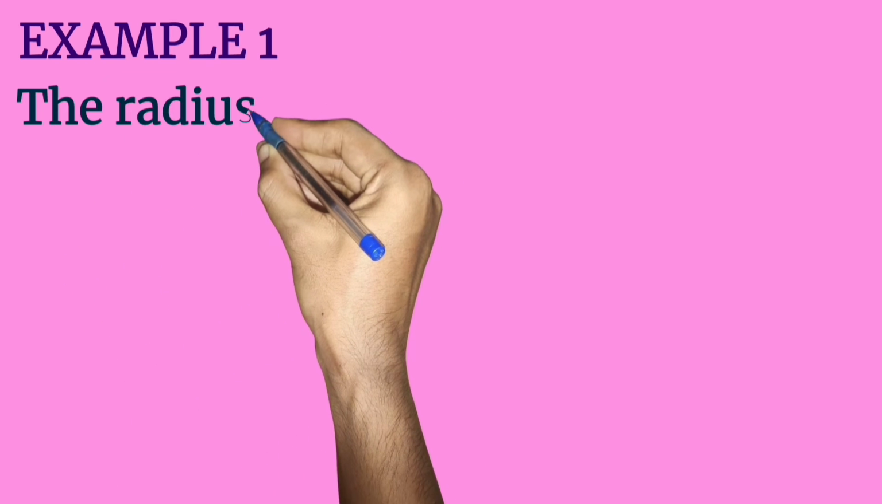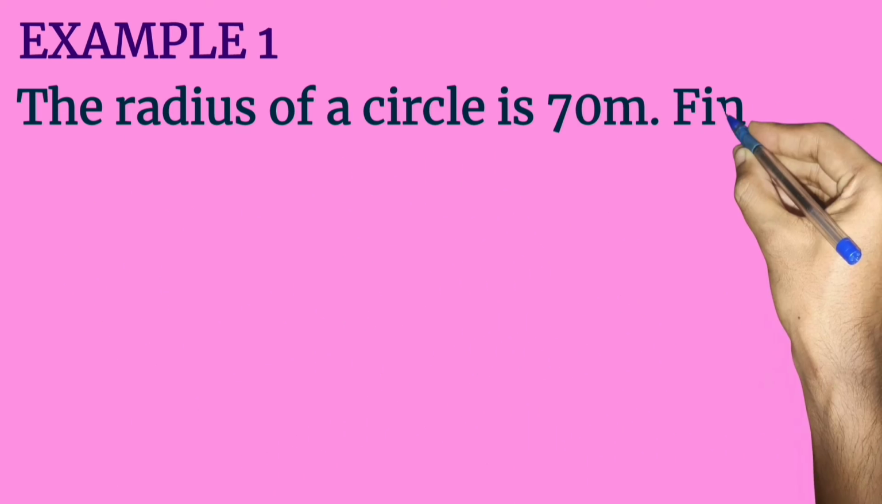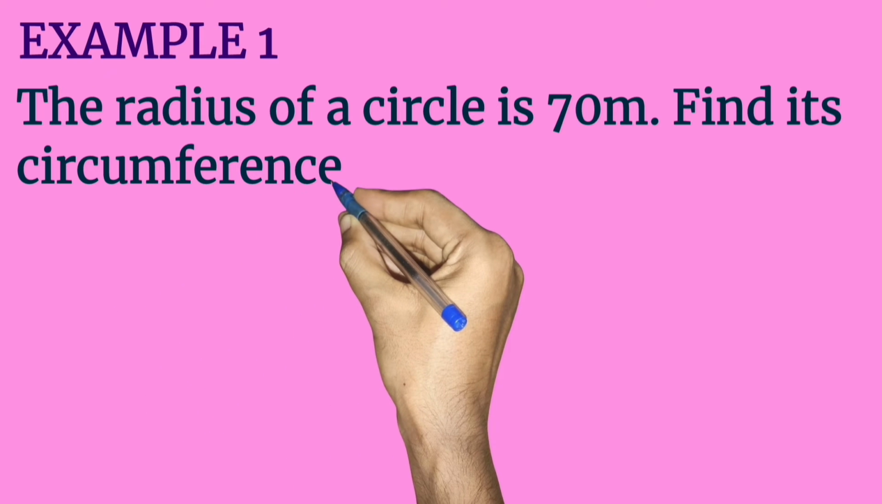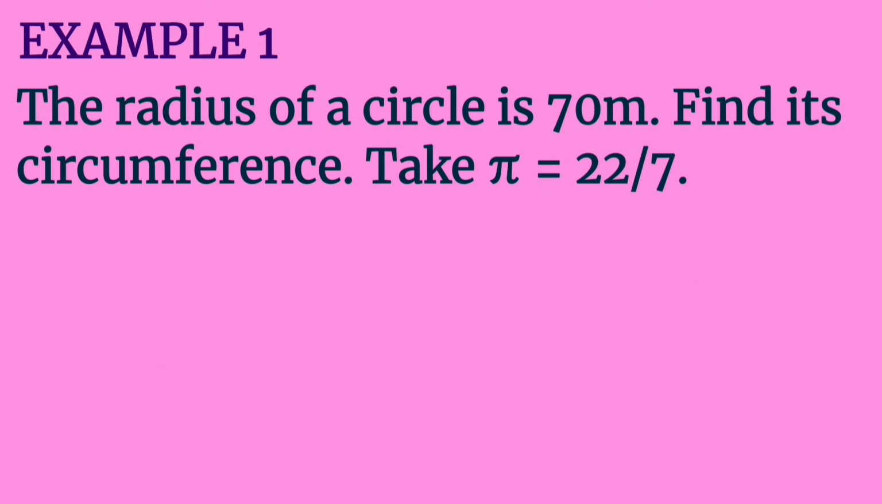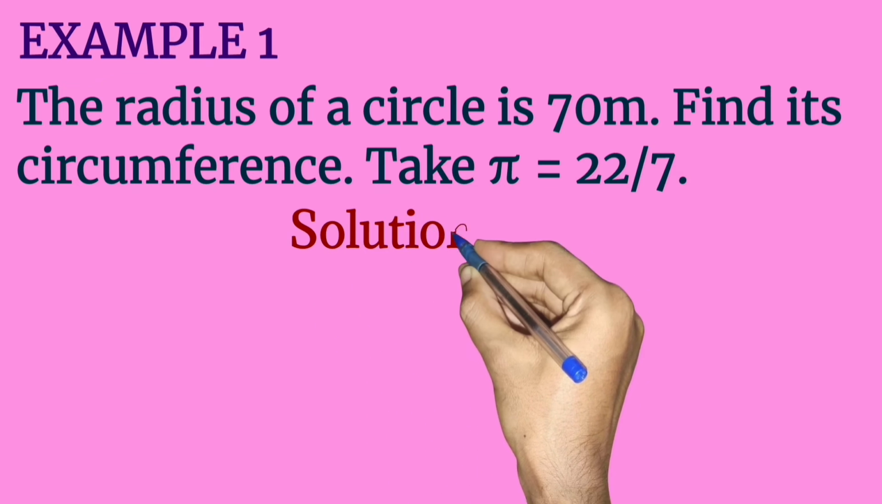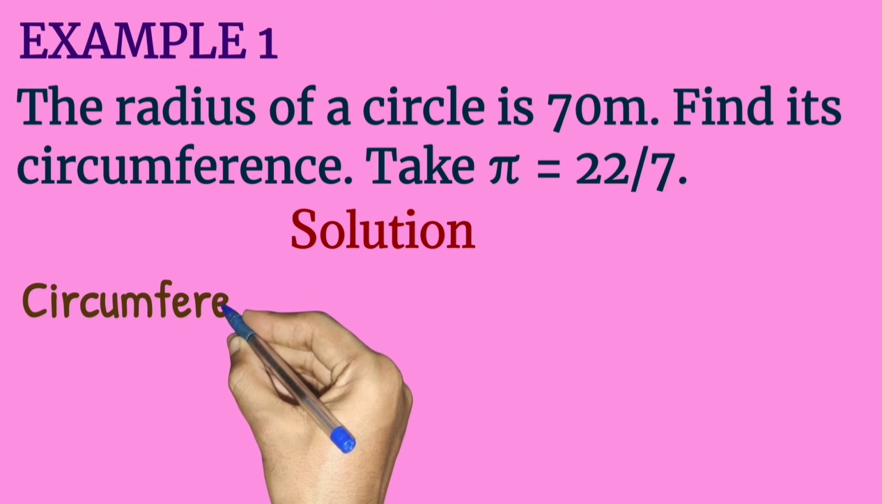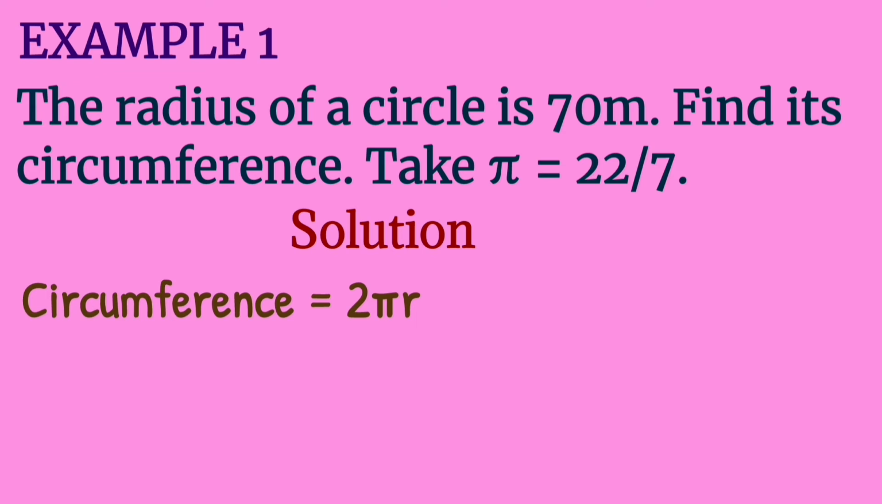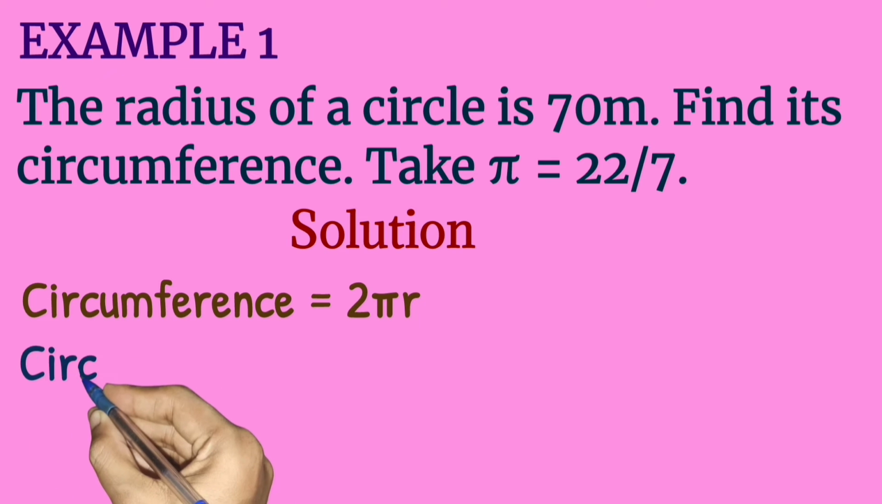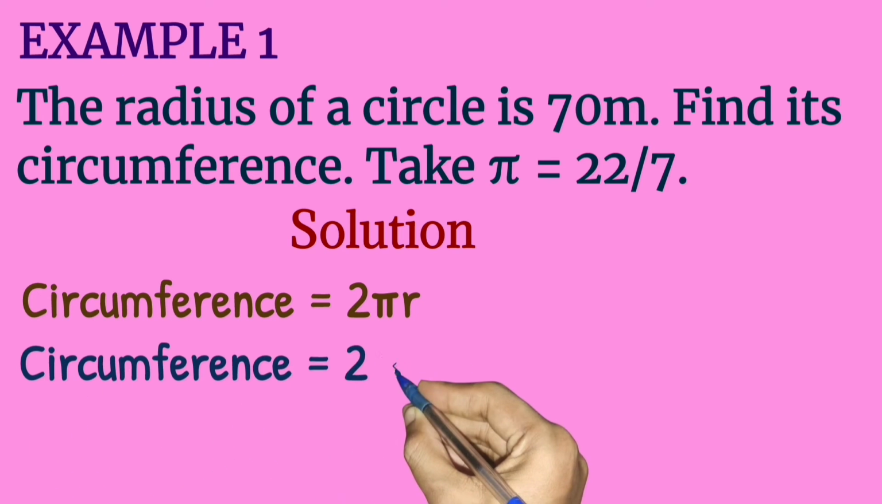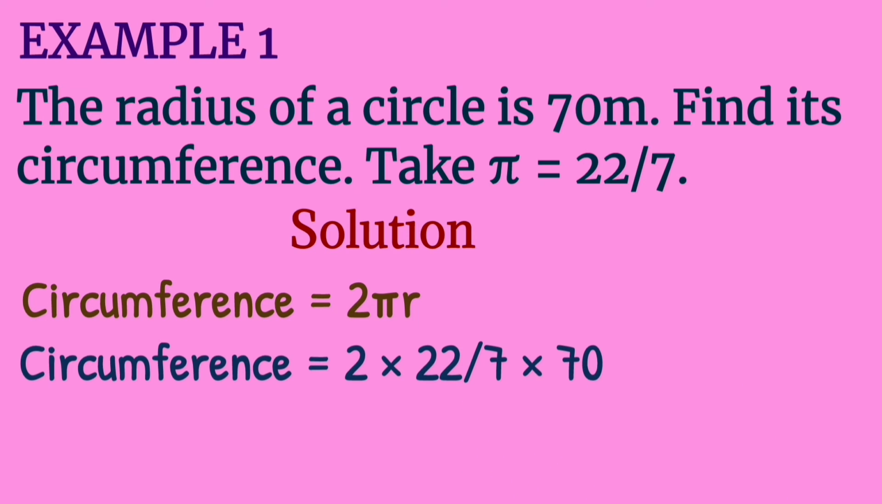Here is an example. The radius of a circle is 70 meters. Find its circumference. Take pi equal to 22 all over 7. Recall that the formula for calculating the circumference of a circle is 2 pi r. When you plug in the given values of the radius and pi, you will have circumference is equal to 2 times 22 all over 7 times 70.